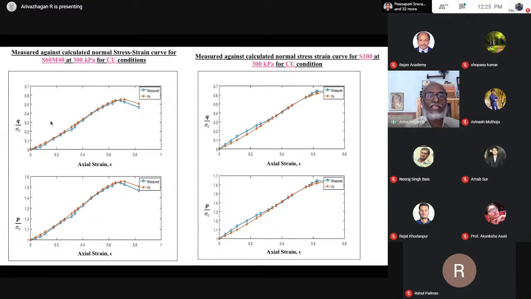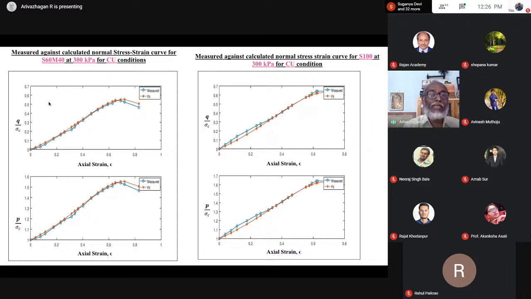So here there is axial strain. This is axial strain. This is called Q by sigma C. Why I am putting that is, it is not just the stress strain curve. Actually, it is a stress strain curve, but here I am introducing sigma C because this curve is called a normalized stress strain curve. Because stress and strain have different units, I want to make a better interpretation. I make this unit the same, so I divide by sigma C. Therefore, it becomes a normalized stress strain curve.